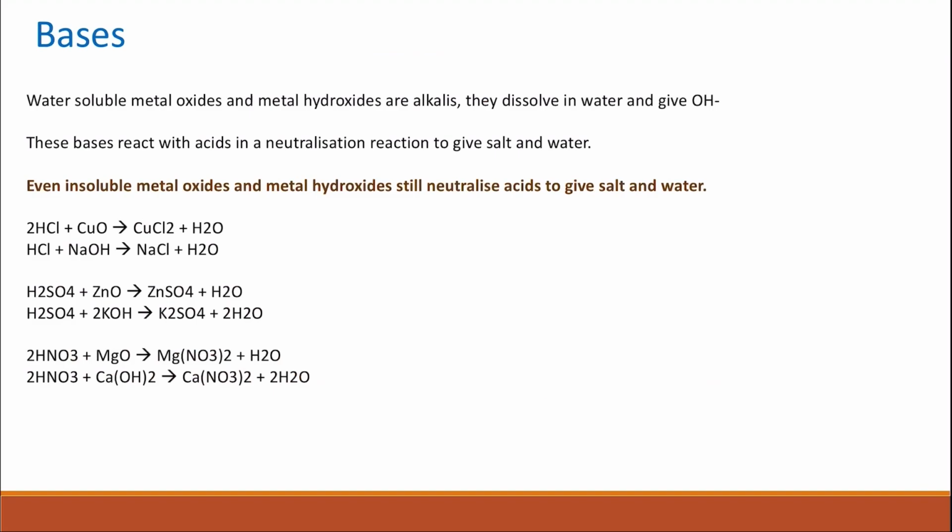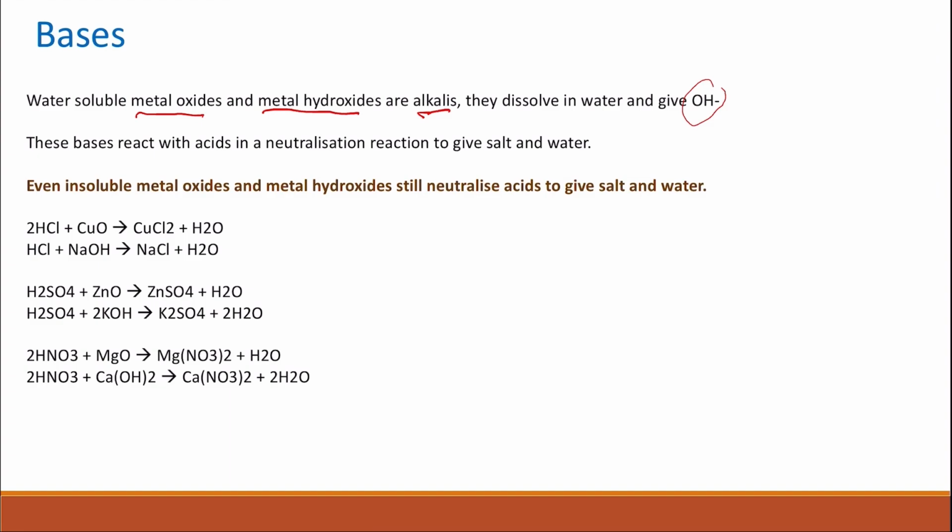Now moving on to talk about bases. So we said there are bases and there are alkalis. All alkalis are bases, but not all bases are alkalis. So what are the examples of alkalis? Water-soluble metal hydroxides are alkalis because they dissolve in water to give you hydroxide ions. These bases will react with acids in a neutralization reaction to give you salt and water.